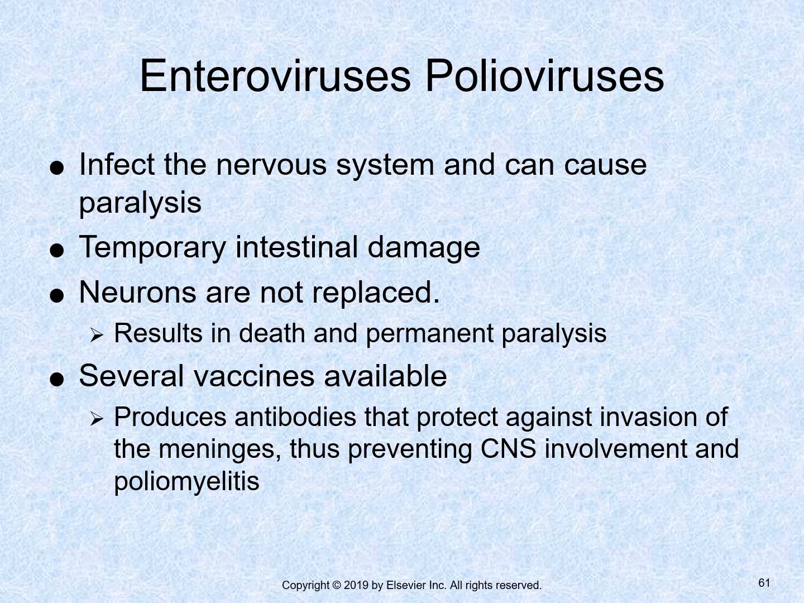Of all the enteroviruses, poliovirus is the only one of which a vaccine is available. There's several vaccines produced that have antibodies that protect against invasion of the meninges, thus preventing the CNS involvement and poliomyelitis.